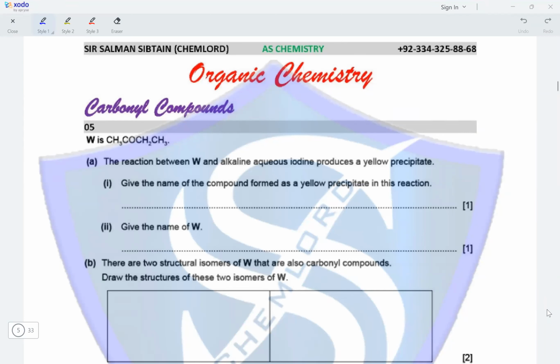Question 5. W is CH3COCH2CH3, so this is butan-2-one. The reaction between W and alkaline aqueous iodine produces a yellow precipitate. Give the name of the compound formed as a yellow precipitate in this reaction. The name of the compound is triiodomethane. Its formula is CHI3, and it is also known as iodoform.